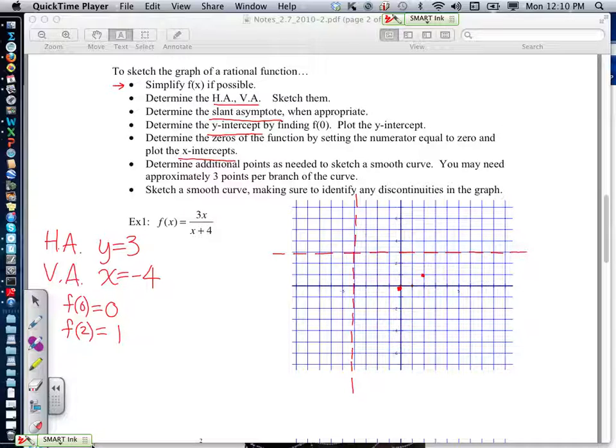And then maybe I'll go a couple units to the left, maybe I'll look at f of -2. And you can just choose what you think are going to be convenient points. Also looking at your function, see if there are any points that would work nicely with your function. So if I choose -2, now I have -6 divided by 2, so that's -3. So the point (-2, -3) is on my graph.